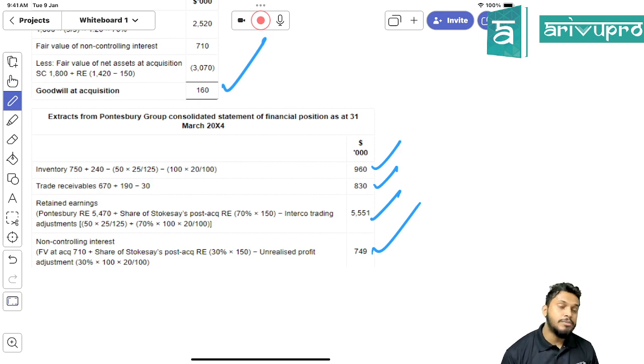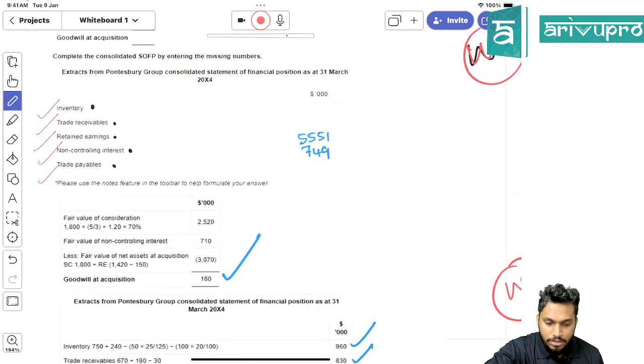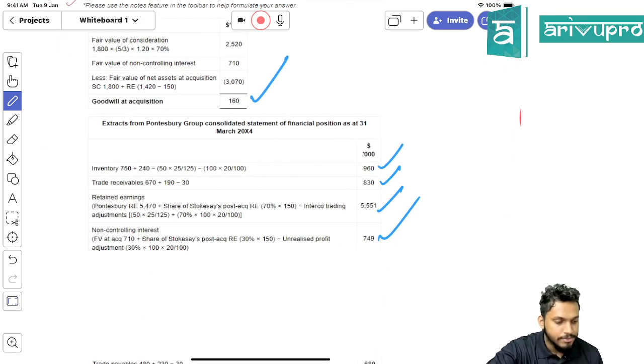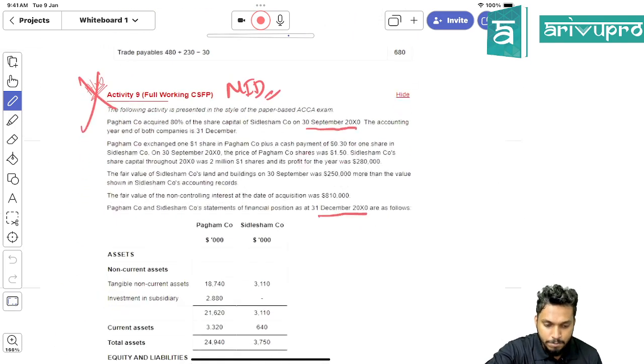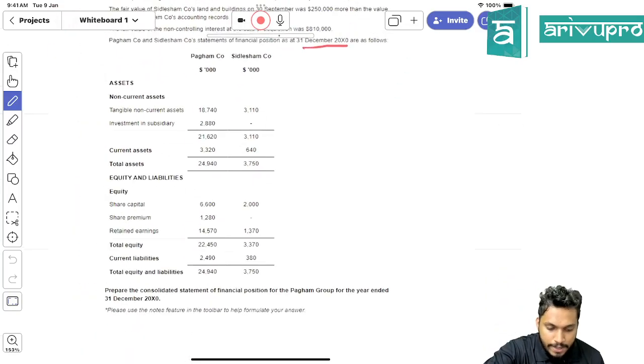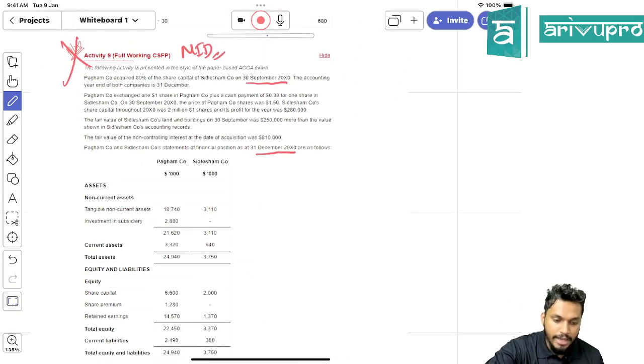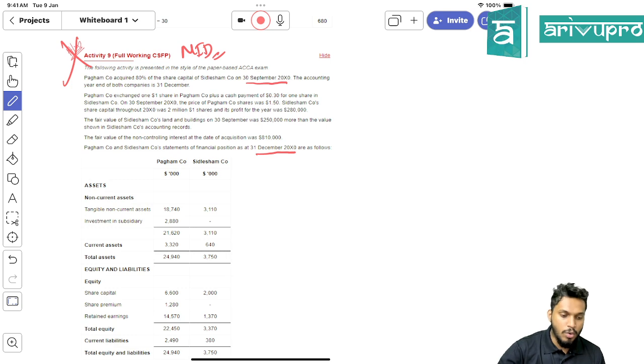Understood? In terms of mid-year acquisitions, you need to make sure you prorate your profits. You got it? You need to prorate your profits. Is that clear up to this point? Any doubts in this question? Any doubts in this question, guys? Anyone? No, right?